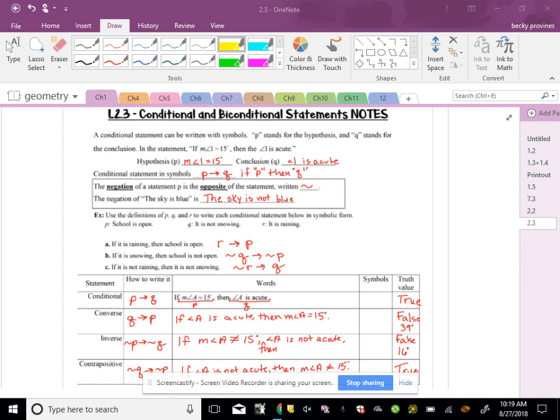Statements and also biconditional statements. So let's jump right in. A conditional statement can be written in the PQ form. We talked about this in the last class. The P part is the hypothesis. This is nothing new. The Q part is your conclusion.